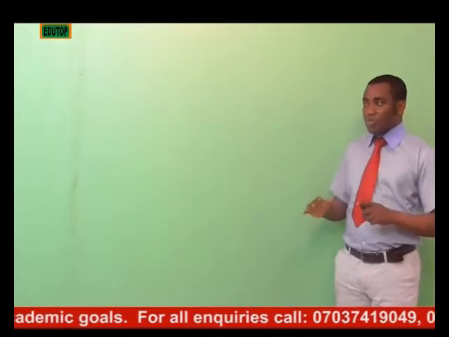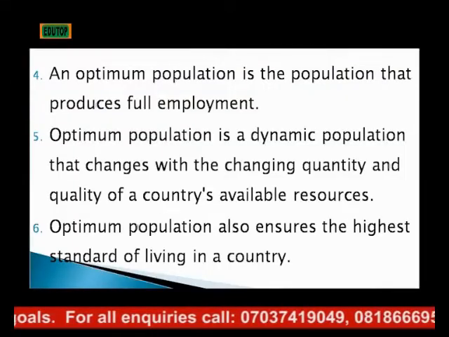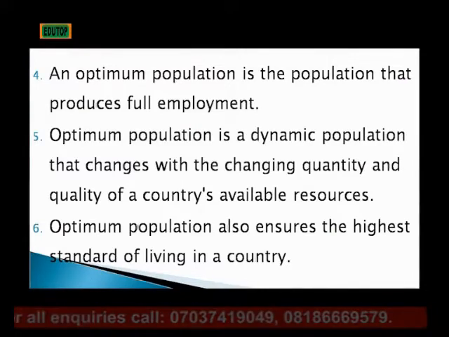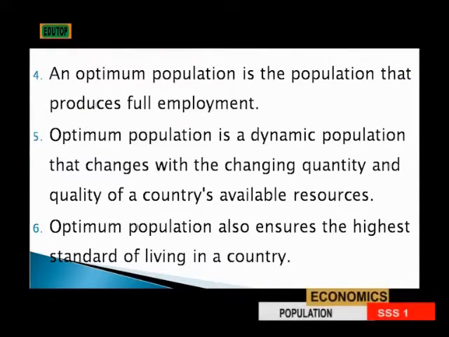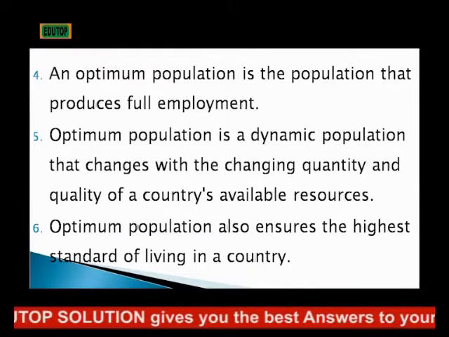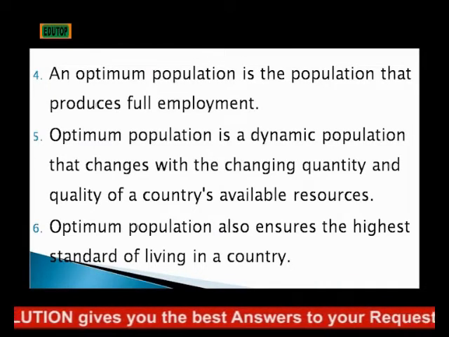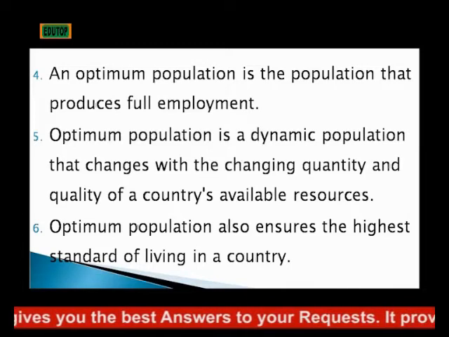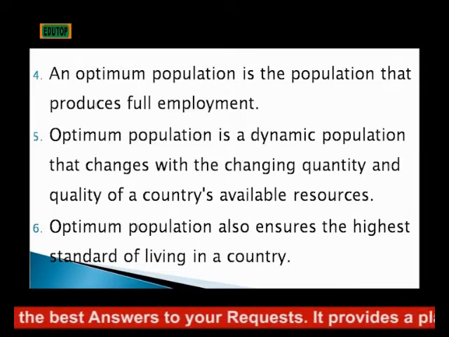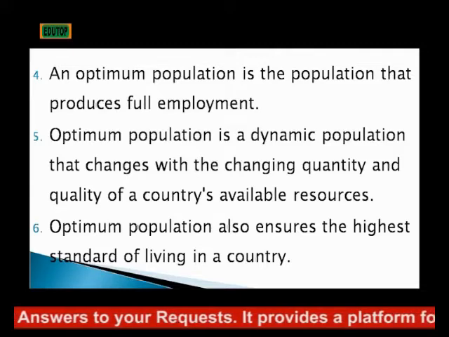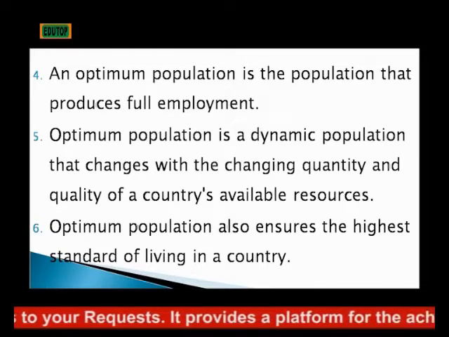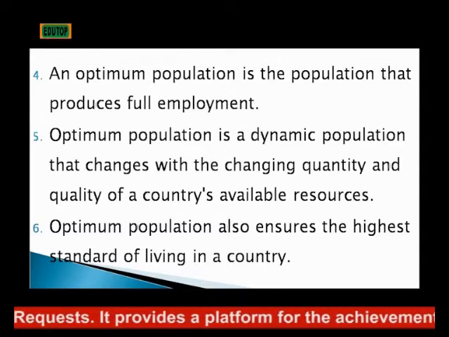Then, an optimum population is the population that produces full employment. The rate of unemployment in such a population will be very, very minimal, if not zero. Also, optimum population is a dynamic population that changes with the changing quality and quantity of the country's available resources, as we just explained.